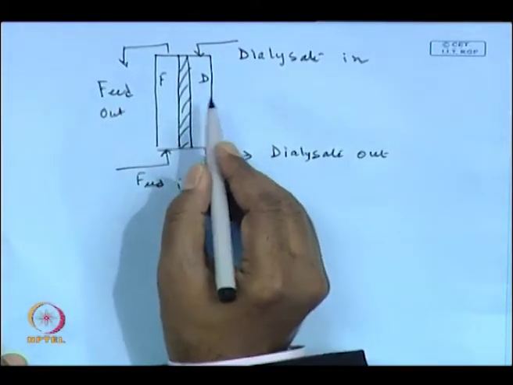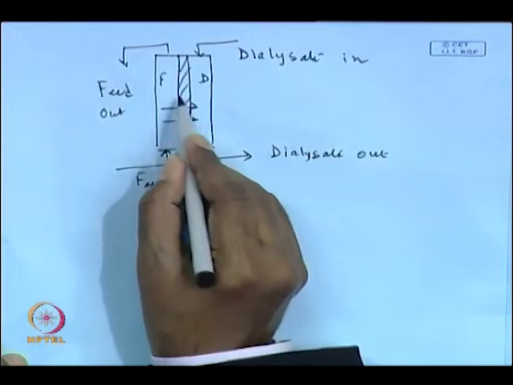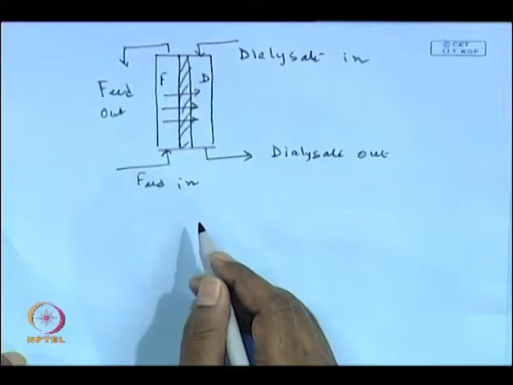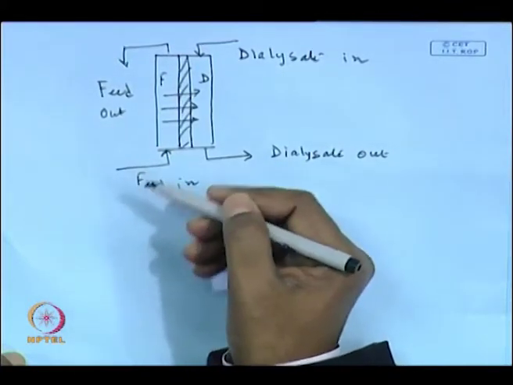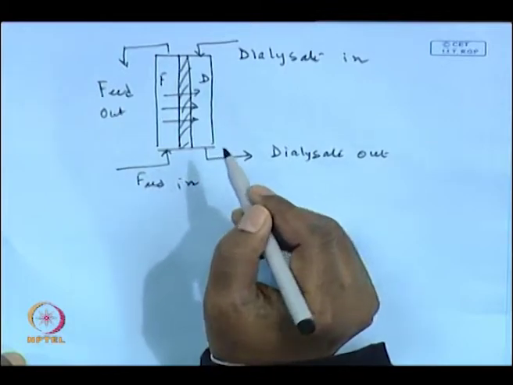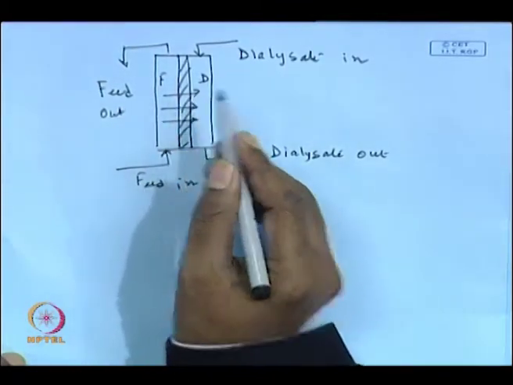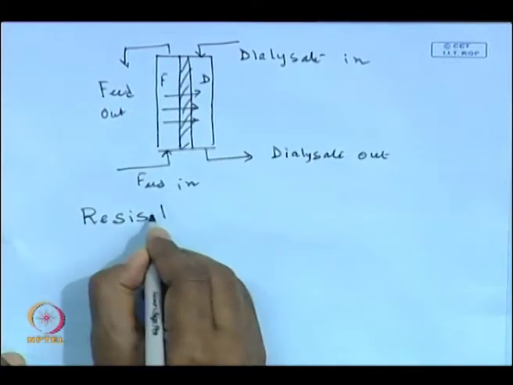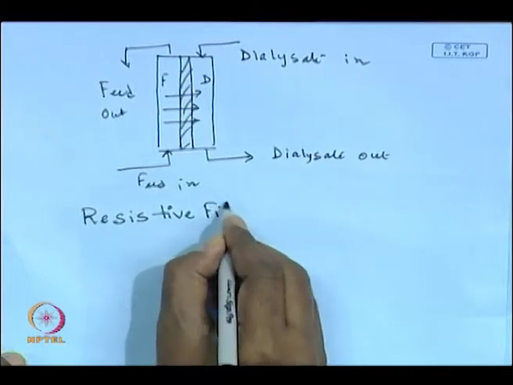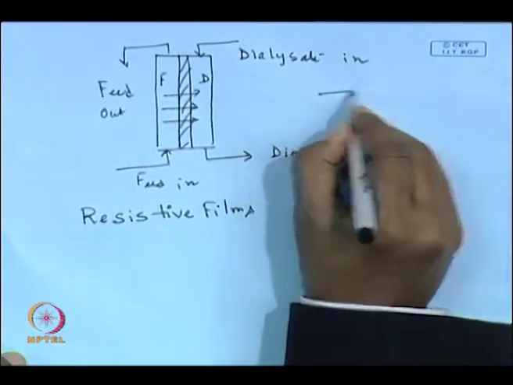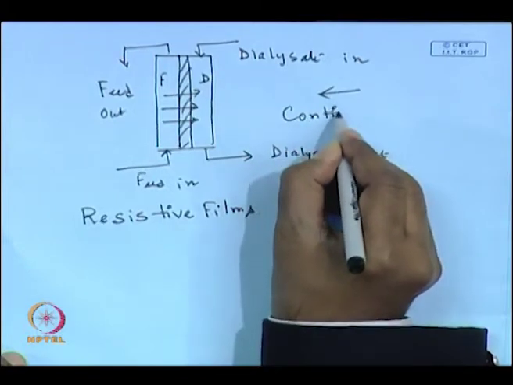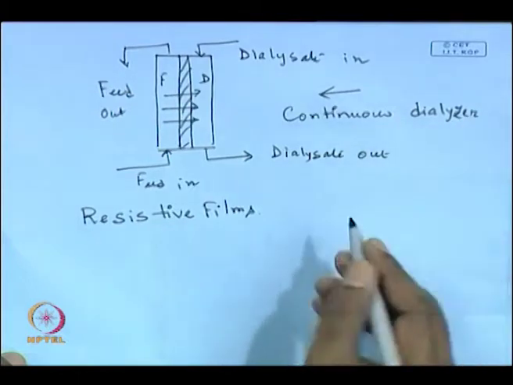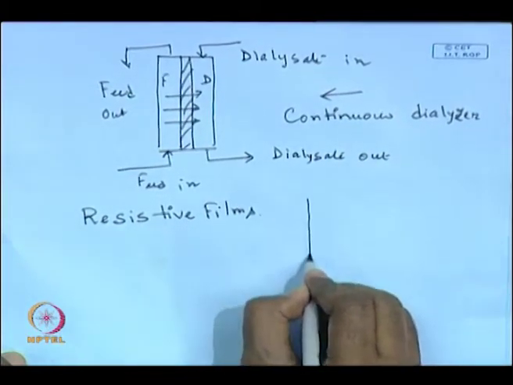Because of this concentration gradient, the small molecular solutes like urea and creatinine will permeate from the feed side to the dialysate side. So, the feed will be getting devoid of these harmful toxic chemicals. So, that is the idea. So, let us look into the various resistances or the resistive films that will occur. This is a schematic of a continuous dialyzer, and what are the various resistive films?